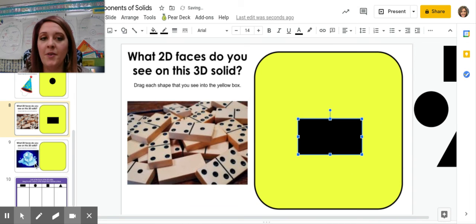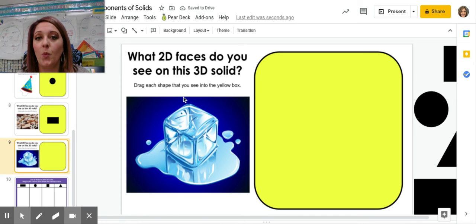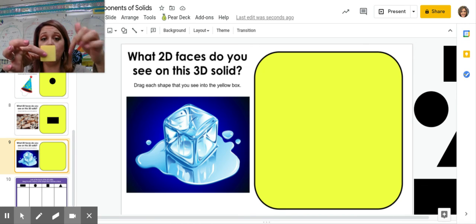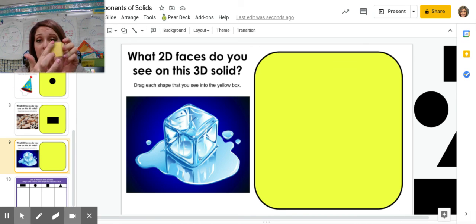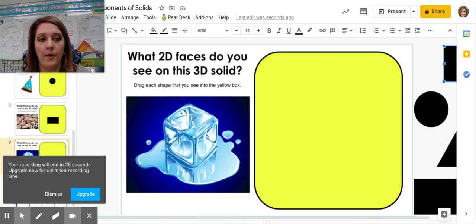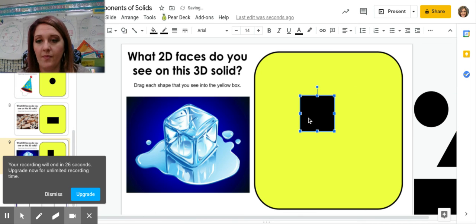We're almost finished. Let's look at this next one. What 2D faces do you see on this 3D solid? So an ice cube is like a cube. So if I trace it, what shape is my flat surface? It's a square. Move my square. So you are going to be using all of these attributes that we have learned for our 2D shapes to describe the same things that you see on our 3D shapes.